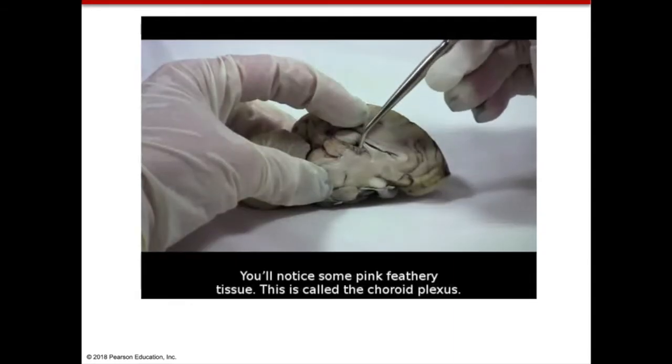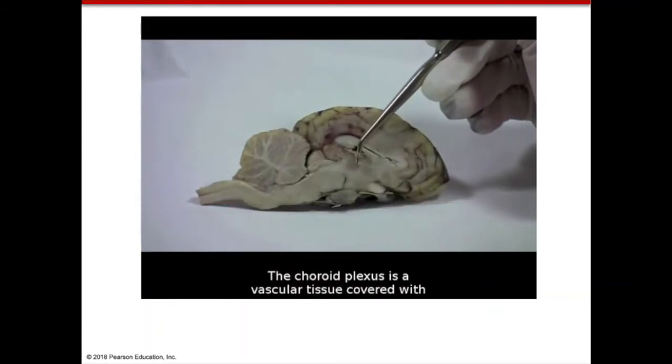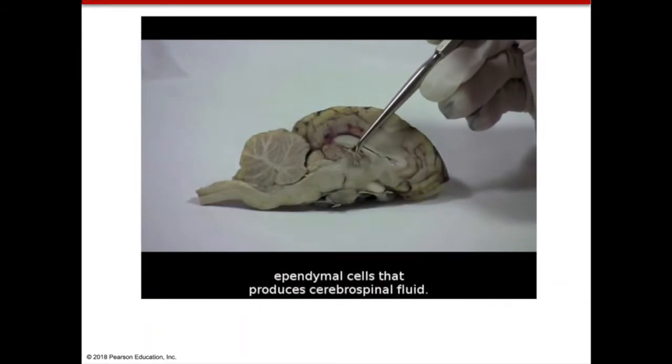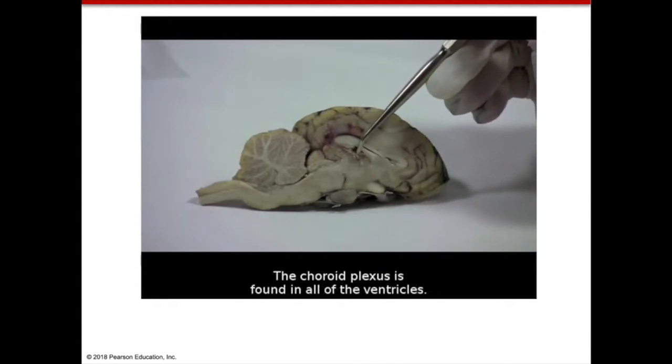You'll notice some pink feathery tissue. This is called the choroid plexus. The choroid plexus is a vascular tissue covered with ependymal cells that produces cerebrospinal fluid. The choroid plexus is found in all of the ventricles.